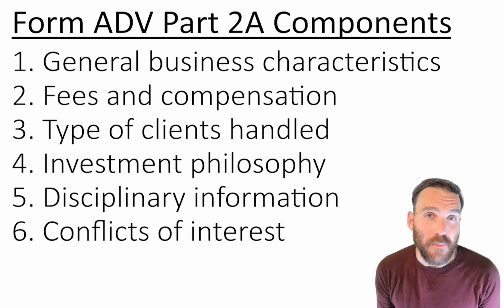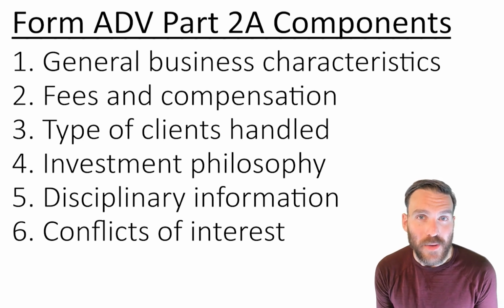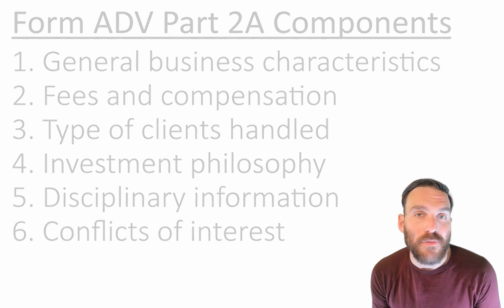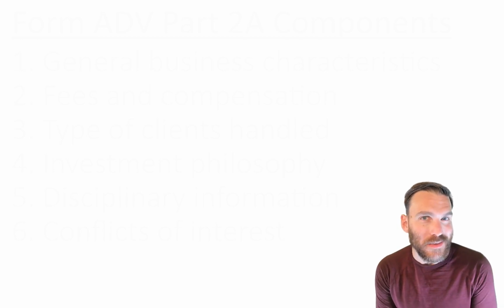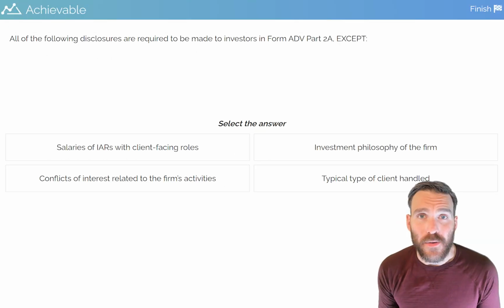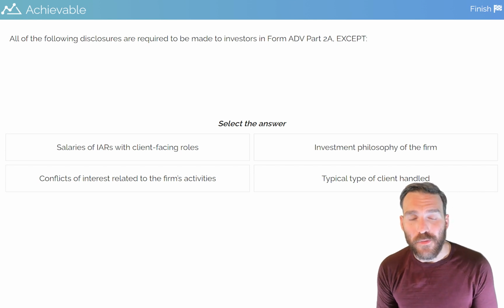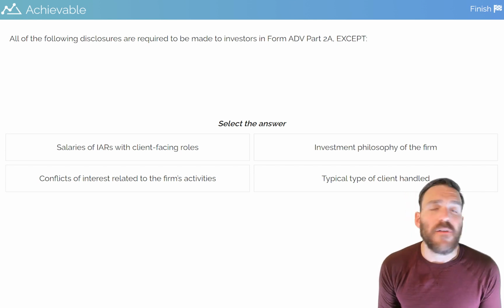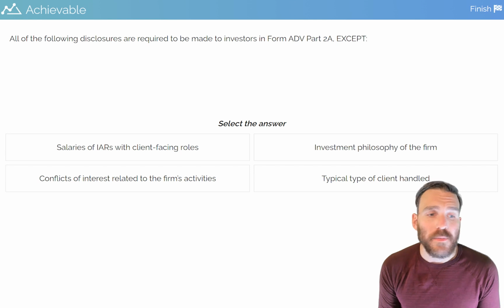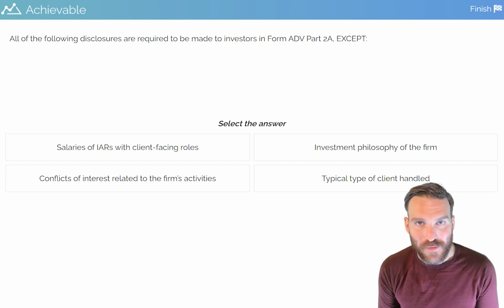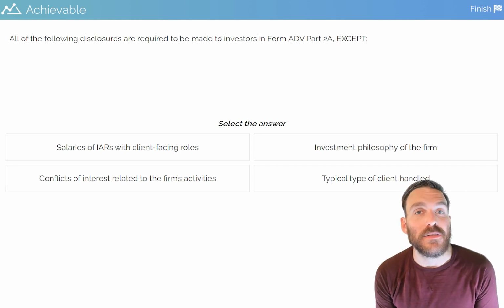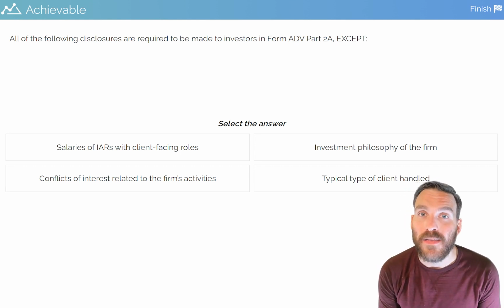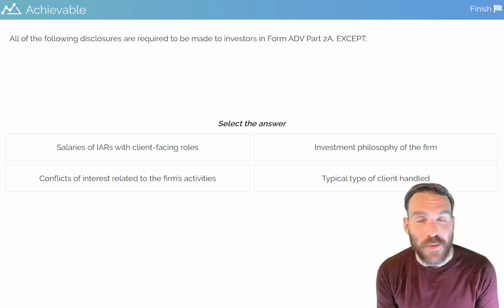Now that we've covered the primary parts of Form ADV Part 2A, let's go ahead and take a look at a practice question to see if we can understand how we might see questions on this topic. Okay, let's go ahead and put the question up on the board. Here it is. All of the following disclosures are required to be made to investors in Form ADV Part 2A except. If you want to, go ahead and pause the video, see if you can answer the question yourself, and then we will break it down together here in just a moment.